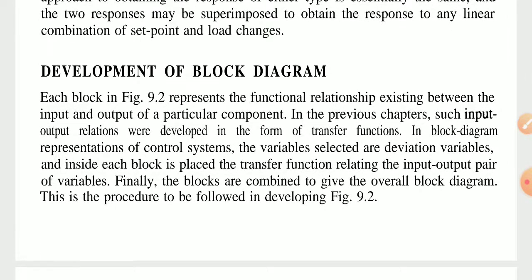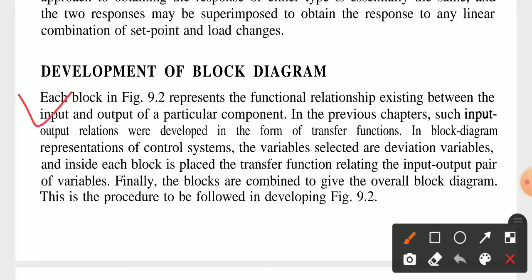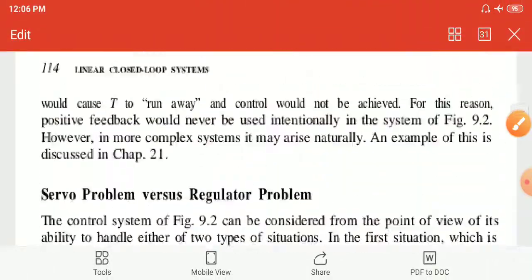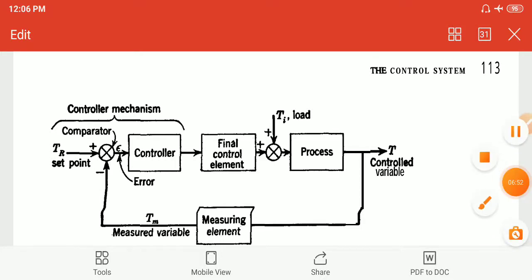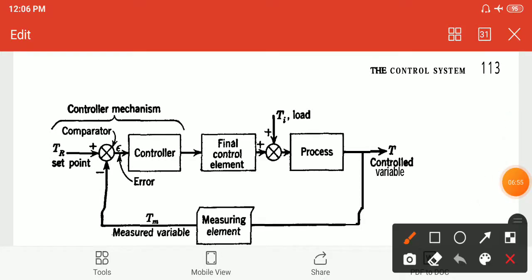Now the development of the block diagram, which we are going to see from the previous lecture, is figure 9.2; we have seen the upper part of it. This one, the development of the block diagram of the system. Okay, so again the repeated part: a comparator, the set point, controller, final control element, the process, and the measuring element for the controlled variable. Any controller mechanism part. Okay, this is simply the mechanism in the development of the block diagram.